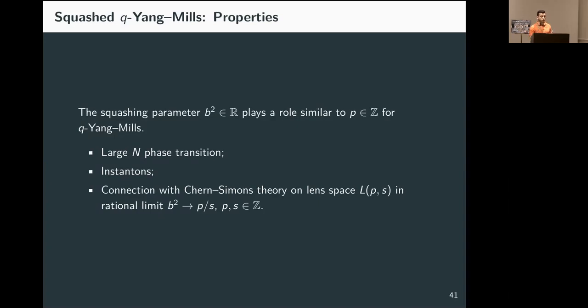And in particular, we find a connection with Chern-Simons theory on much more general lens spaces, because now we can take b squared, which in principle is real. Well, in principle, yeah, it's positive. We can take it to rational values, and we reproduce Chern-Simons theory on the lens spaces L(p,s) instead of only L(p,1) as we had before.